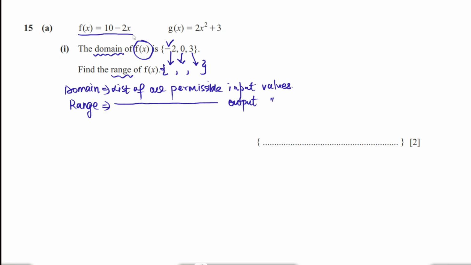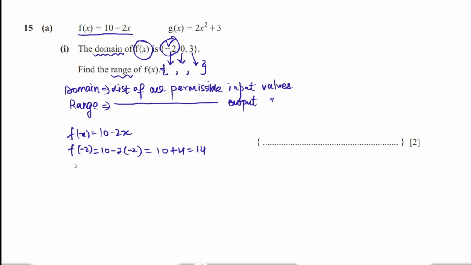F function is here. So f of x is equal to 10 minus 2x. First, let us see if we plug in -2 here. So f of -2, that is 10 minus 2 times -2. Whenever you plug in something, you always plug in the bracket. So -2 times -2 is 4, and that is 14.